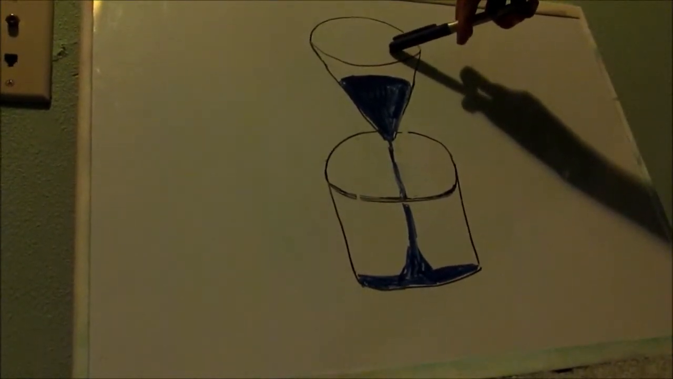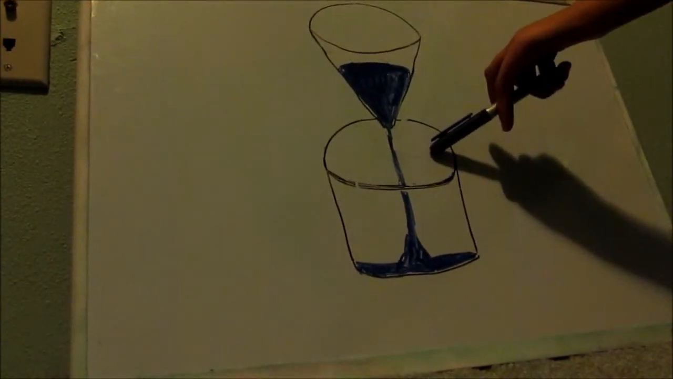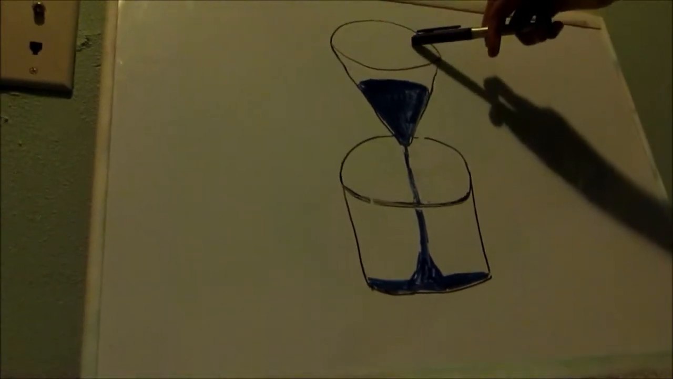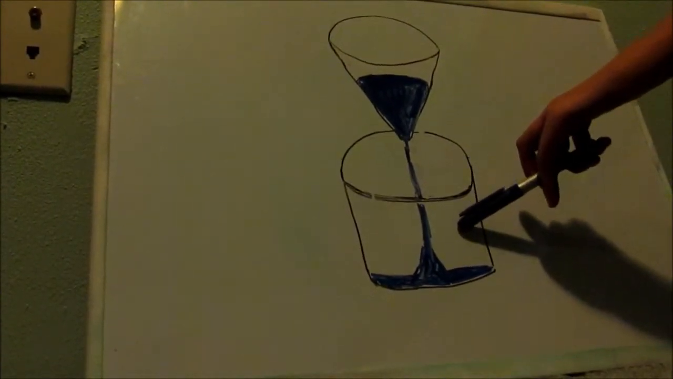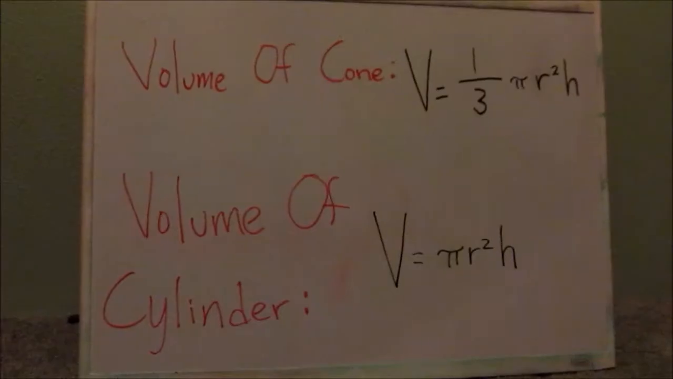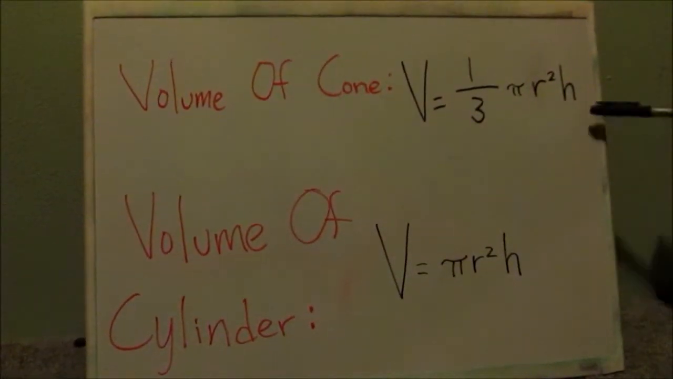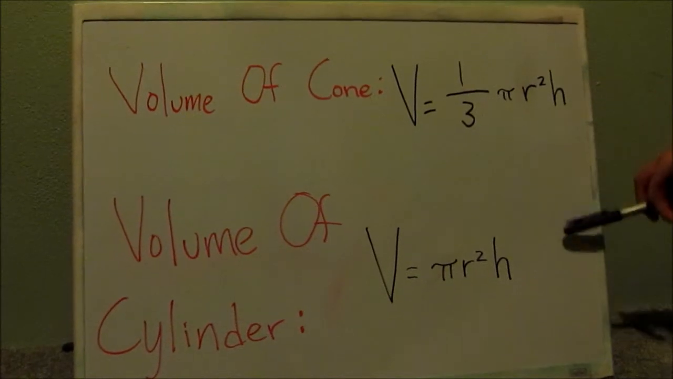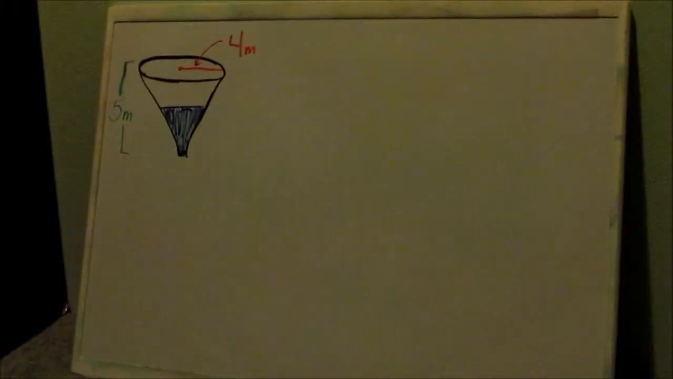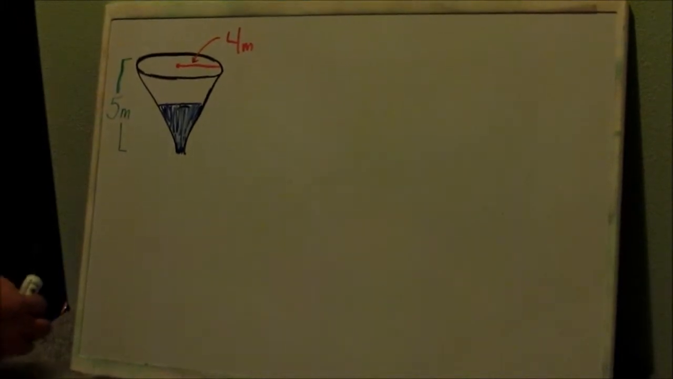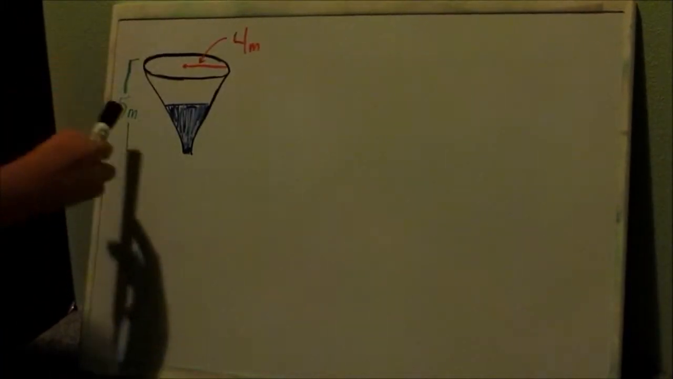Since water from the top tank drains into the bottom tank, the volume is decreasing at the same rate as the volume in the bottom tank is increasing. We need to find the derivative of both of the volume equations and then set them equal to each other. First, we'll work on the volume formula for the top tank.